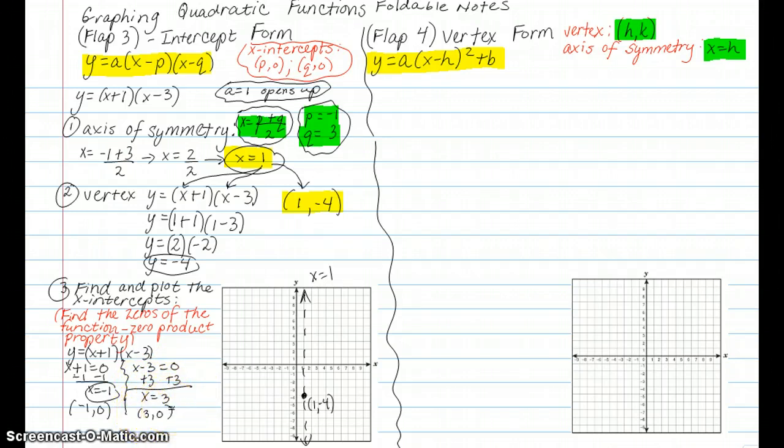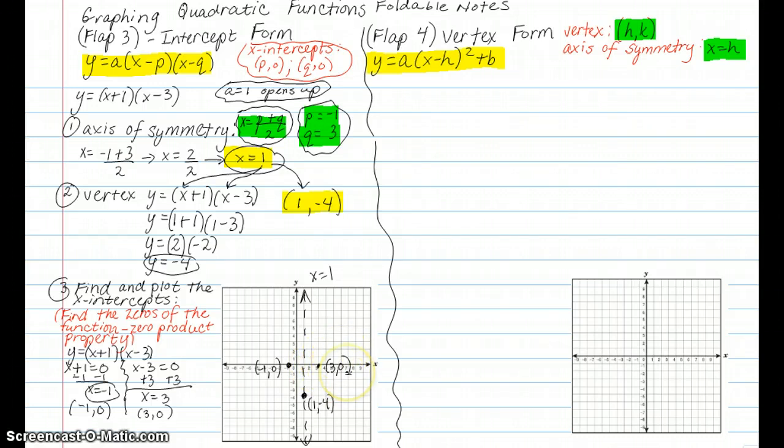Now, if you remember earlier, we'll plot this in just a second, that the x-intercepts would be p, 0 and q, 0. Well, we determined in axis of symmetry that p was negative 1, so negative 1, 0, and then q, 0 would be 3, 0. So that's another way to do it, but if you're uncertain whether it's positive or negative, you can always do the zero product property and find the zeros of the function. So we have negative 1, 0, labeling it. We have 3, 0, labeling it.